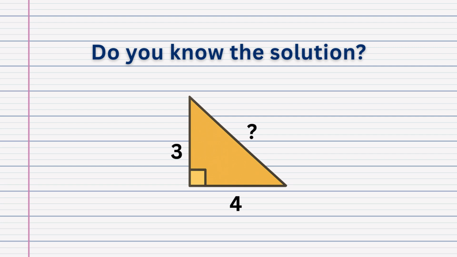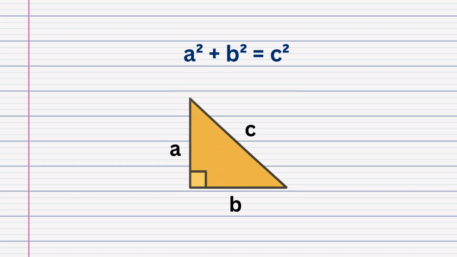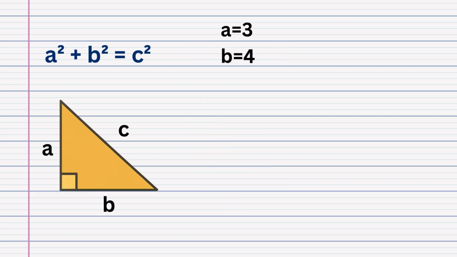Today I'm gonna teach you the Pythagorean Theorem and also show you a simple proof for it. In a right triangle, if we know two sides and a third one is missing, we can use the formula a squared plus b squared equals c squared to find it. In this example, a equals 3 and b equals 4. With this equation, we can find the hypotenuse, or c. The hypotenuse is the side opposite the 90-degree angle, and it is always the longest side in a right triangle.